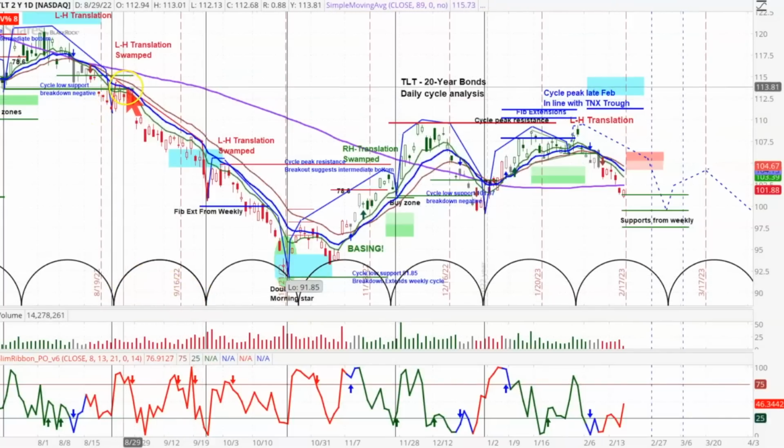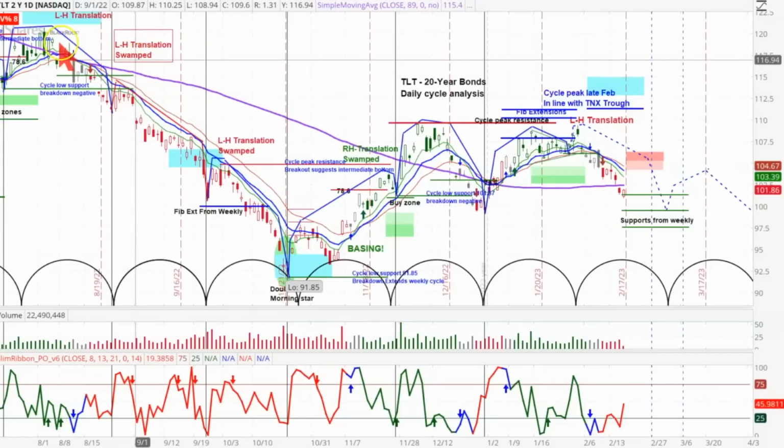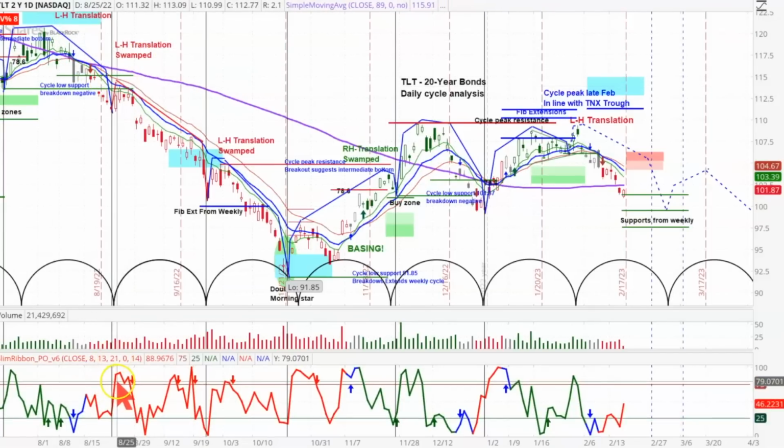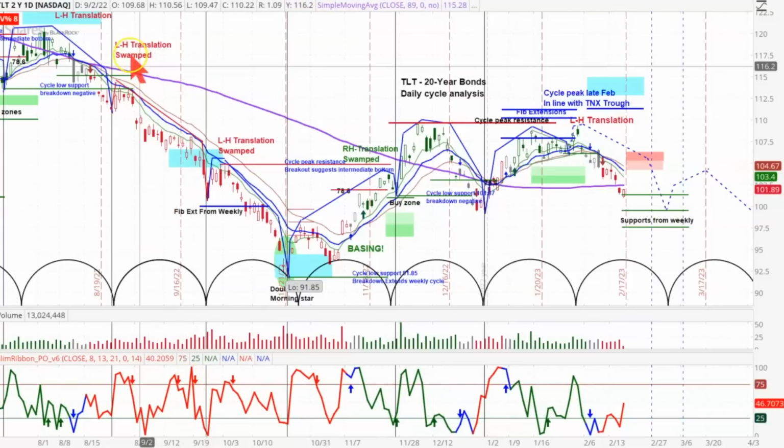That left-hand translation, as you can see here, was swamped by the negative momentum that occurred. You could see the Slim Ribbon and the Slim Ribbon PO and the downside resumption signals. These are included in your level 4 membership if you sign up.